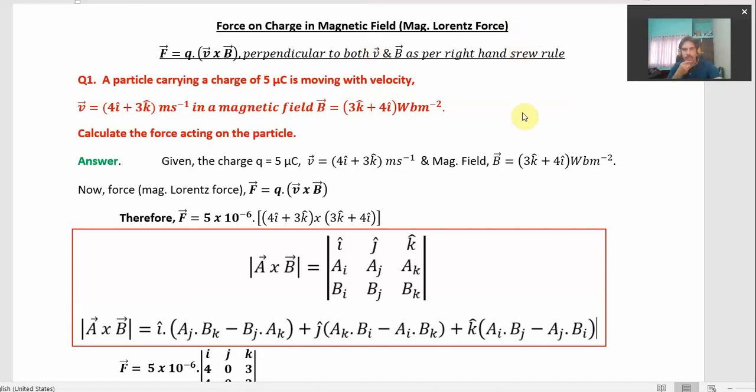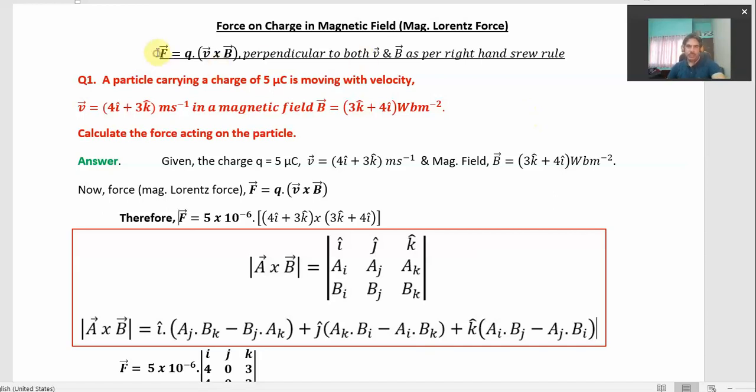Today I am taking a few questions based on the topic we just discussed, the force on a charge in the magnetic field. We already know that whenever a charged particle moves inside the magnetic field in a direction other than along the direction of the magnetic field or opposite to it, in all cases other than these two, there is some force which acts on the charged particle.